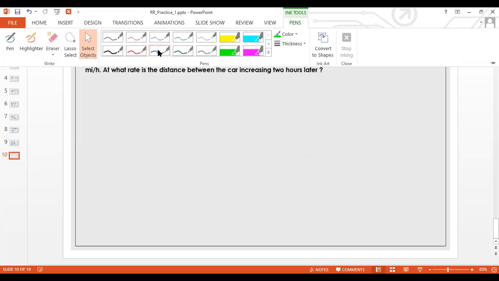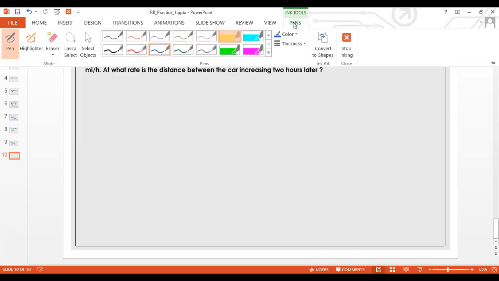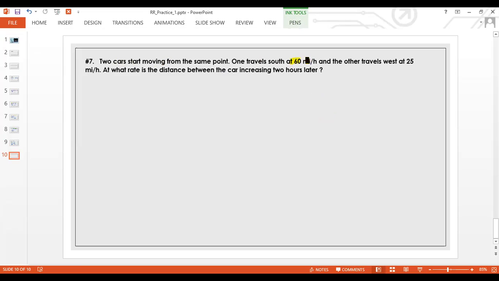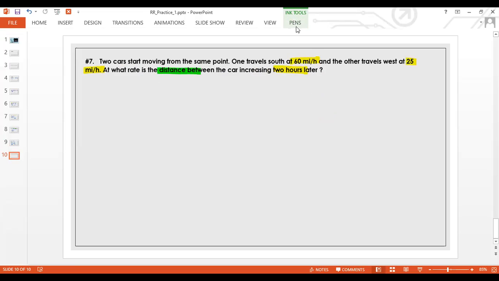The last one tells you two cars start from the same point. One travels south at 60 miles per hour, and the other travels west at 25 miles per hour. At what rate is the distance between the cars increasing 2 hours later? So we have another word problem. One travels 60 miles, and the other travels 25 miles. We're looking for how fast the distance is increasing, right?